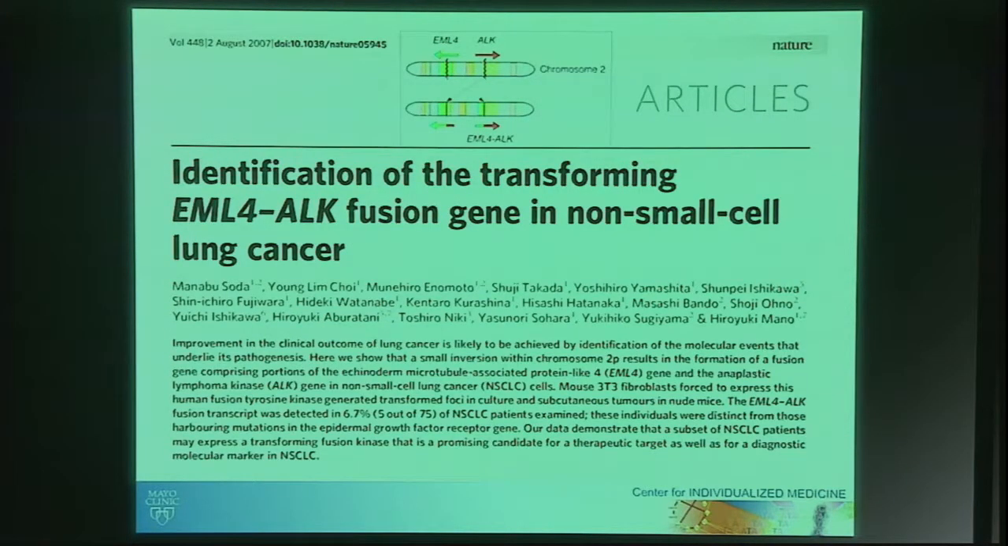A couple of years after that, though, there was another group who came up with this other fusion, the EML4-ALK fusion in lung cancer. ALK is a kinase, and it is targetable. So about 5% of the patients with lung cancer have this fusion, and instead of going to particular chemotherapies, they take ALK inhibitors, like crizotinib or something like that. And they do very well with it.